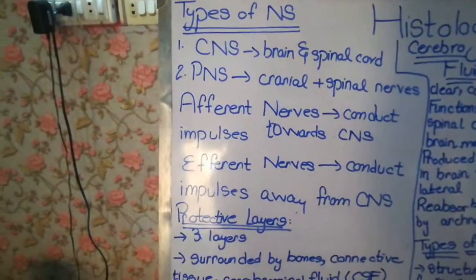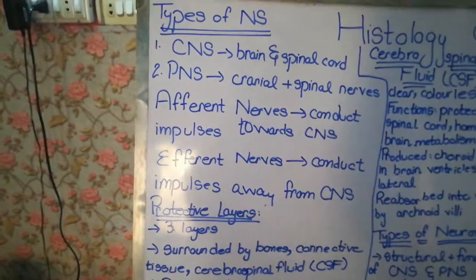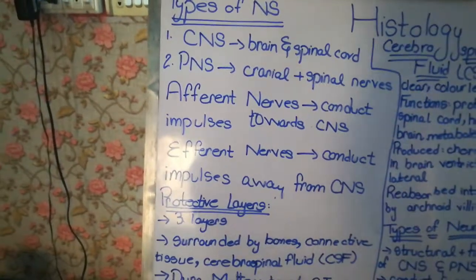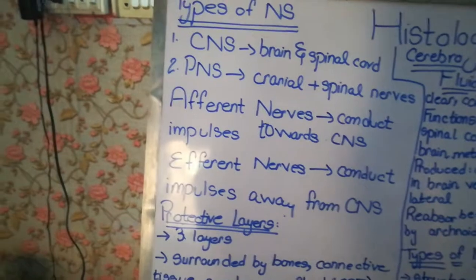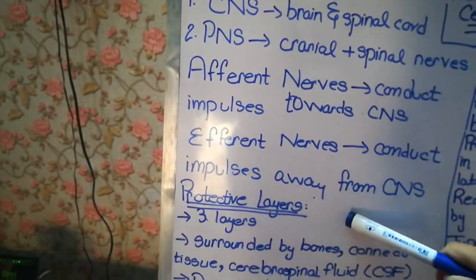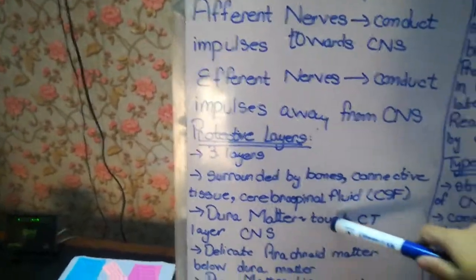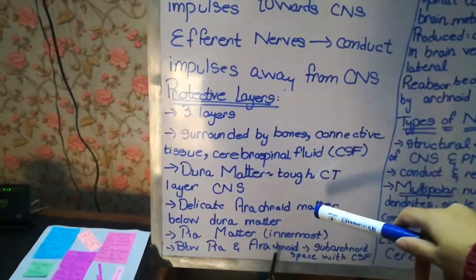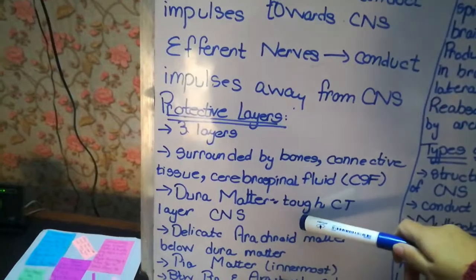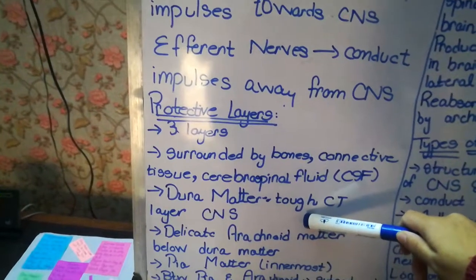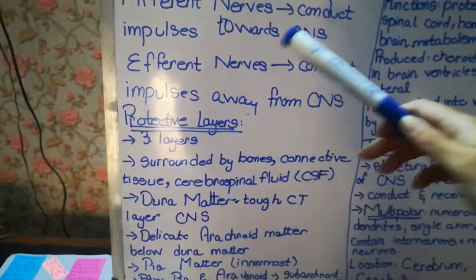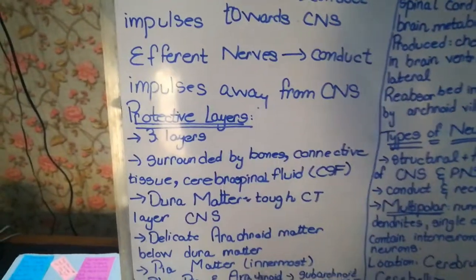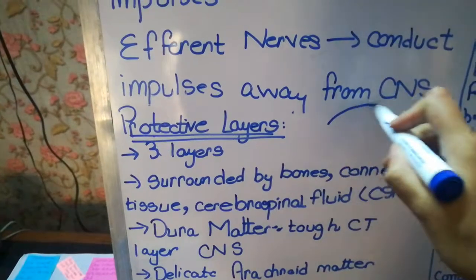After that, the brain and spinal cord are protected by some layers. Those protecting layers that surround and protect the brain and spinal cord from any sort of injury are called the protective layers, and there are three types. Number one is the dura mater, then you have the arachnoid mater, and then you have the pia mater. The outermost and the toughest covering of the brain and spinal cord is called the dura mater. Like if this is the outermost, this is the outermost dura mater, right?